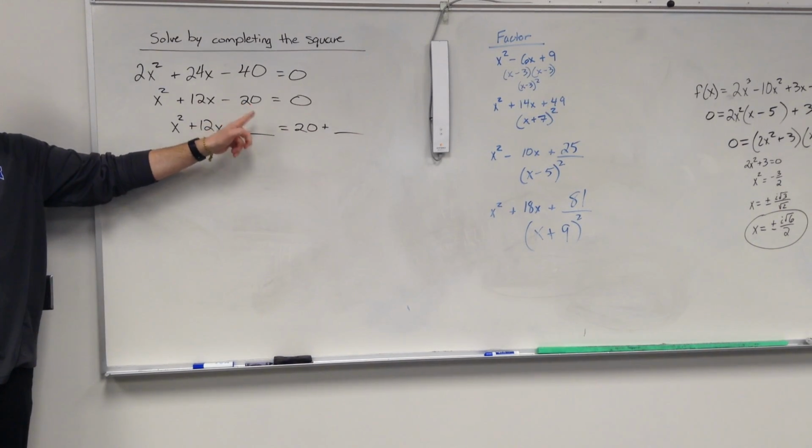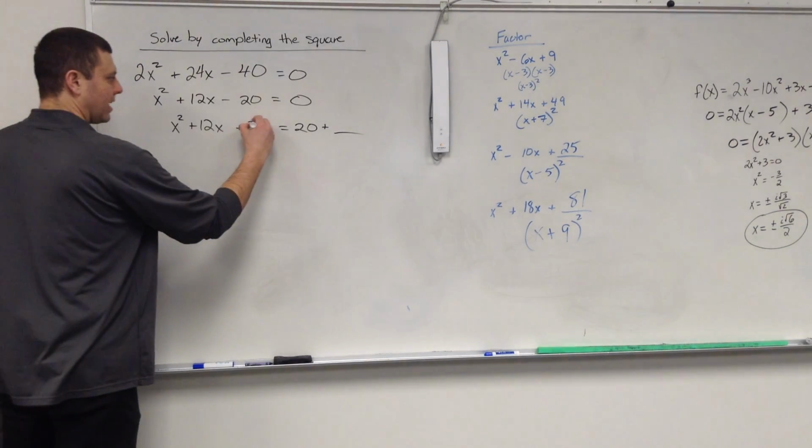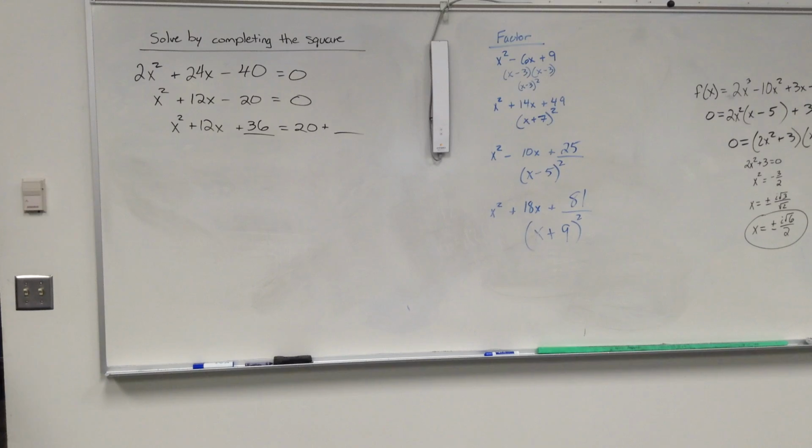What number would you like to put here so I have a perfect square trinomial on the left side? 36. So, if I want to, I could just put my own plus 36 on the left side of the equal sign. But if you do it to the left side, you've got to do it to the right side.